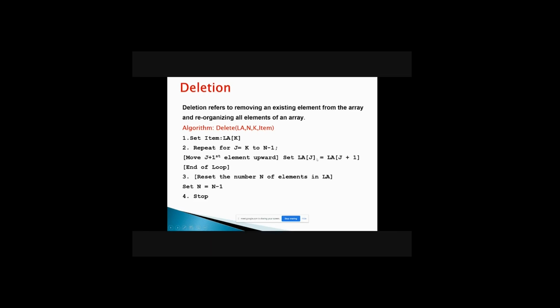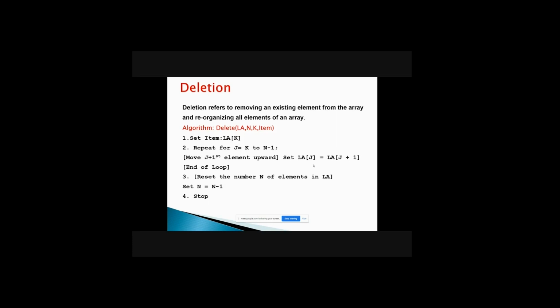So how do you move? LA of j plus 1 is moved to j. In the earlier case, it was j to j plus 1. Here, the j plus 1 element will be moved to the jth position. So the element in the last position will be moved towards the left, and similarly, that element will be moved towards the left, till the position where you have deleted, where the next element will be moved to the deleted position.